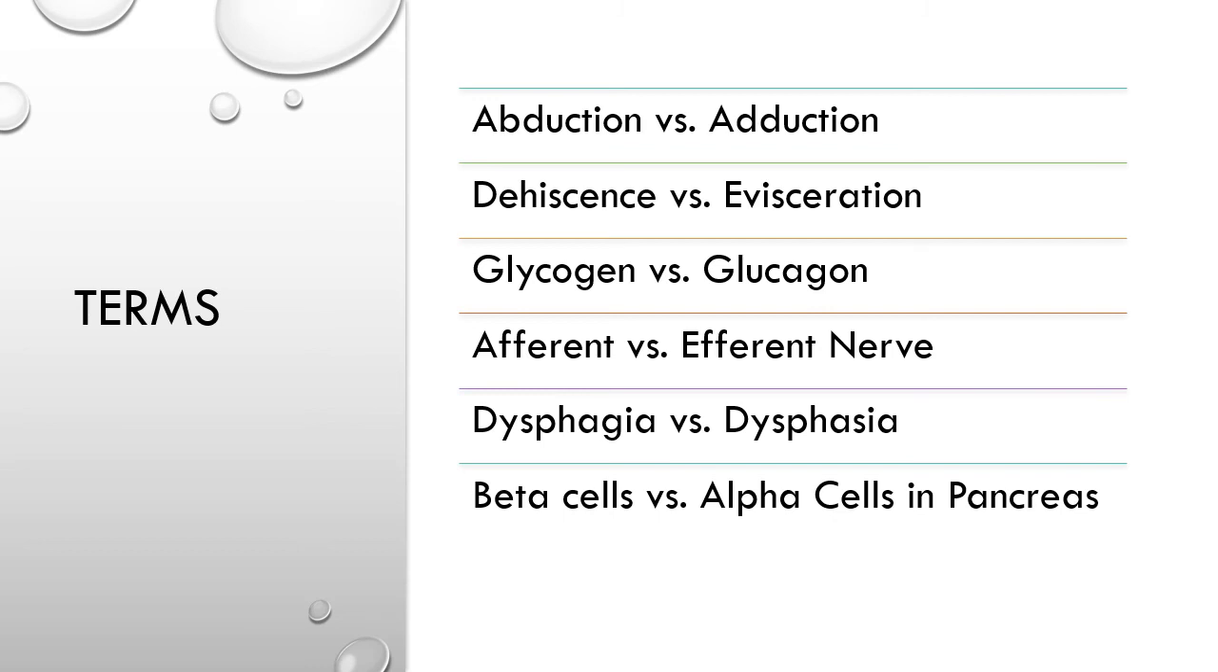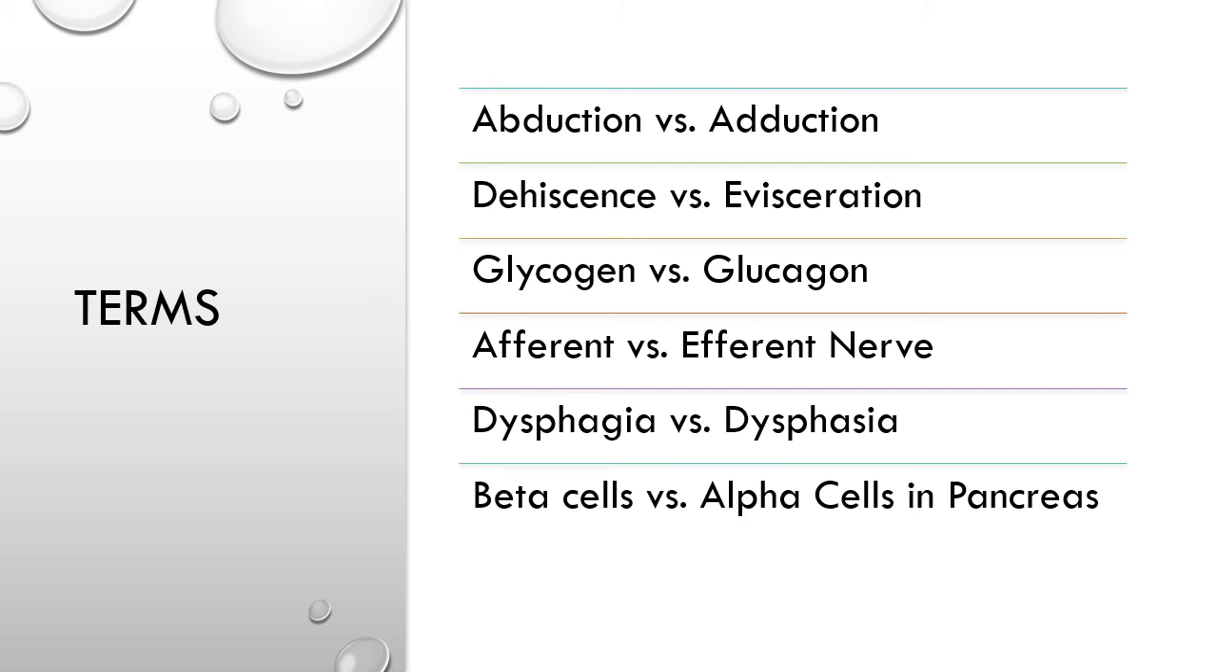Glycogen versus glucagon. Remember, glycogen is the stored form of glucose in the liver and muscles, whereas glucagon is the pancreatic hormone that the body will produce in response to low glucose levels in the blood.